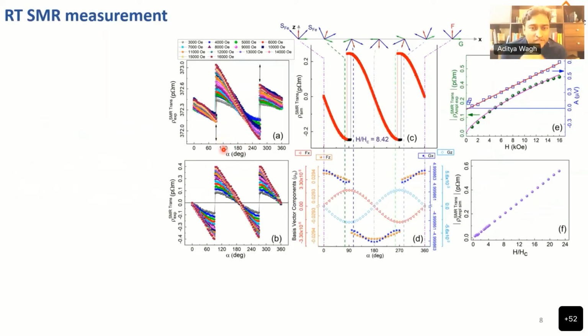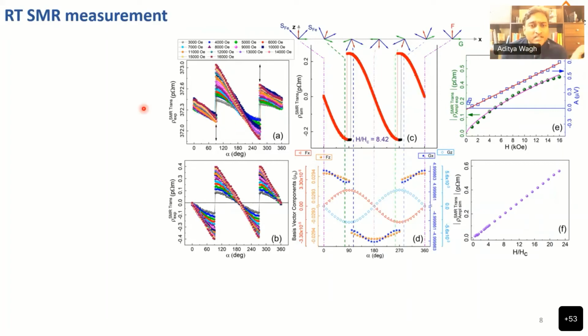I discuss the results now. First we are looking at what happens with the SMR at very high fields. This is the raw data, when we measure the transverse resistivity as a function of the alpha angle as you rotate the magnetic field, shown at 3000 oersted, where the highest field is 16 kilo oersted. One peculiar thing: earlier, in simple ferromagnetic systems, we saw that SMR is quite smooth and has a kind of sine-squared theta behavior.